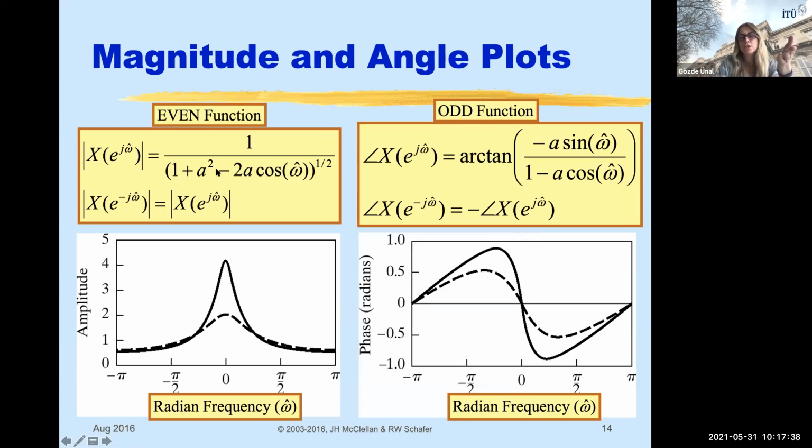I mean, this is a plot of this function. You would have to resort to some numerical computation, or NumPy, or, I don't know what your platform is, Python. I think in this course we're using Python, of course. You've probably done these in your assignments, right? And this is also just numerically computing this arctan of minus a sine omega over 1 minus a cosine omega.